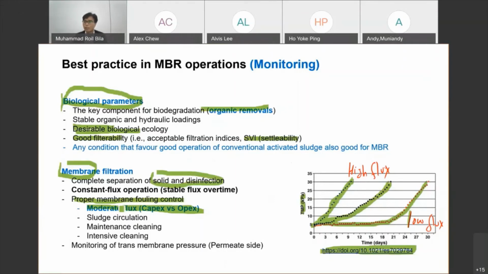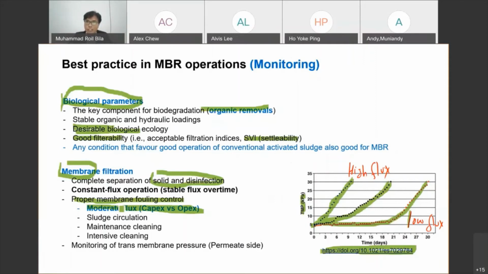So it has to be the balance, okay? It has to be the balance. You have to think very carefully. If you ask me, if the investment allows you to go, I can guarantee you that lower flux is always better.